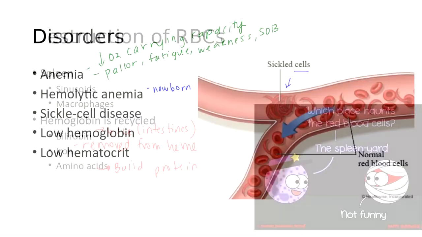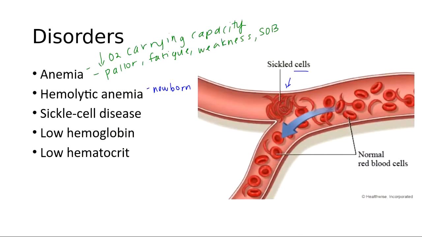All right, some disorders, and I think all of these are in your textbook. First off, anemia just generally means a drop in oxygen carrying capacity. Some signs or symptoms include pallor, which is a whiteness of the skin, feeling fatigued or weak, and then shortness of breath, which is a pretty funny medical abbreviation. No offense to anybody. Okay.